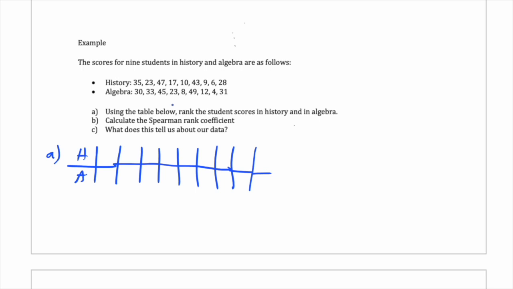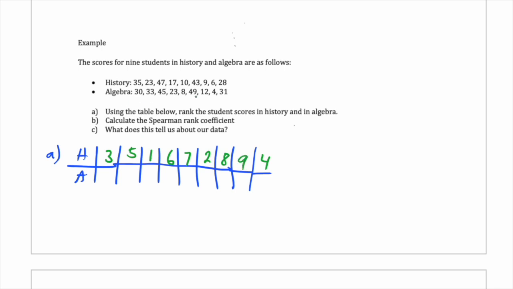Okay, so then we look at the ranks. The top score in history is the third one, so that's 1. Then 2 is 43%, or whatever the score is. This is 3, and this is 4. That's 28. Then we have 23 in 5th place, 17 in 6th place, 10 is 7, and then we've got 8 and 9.